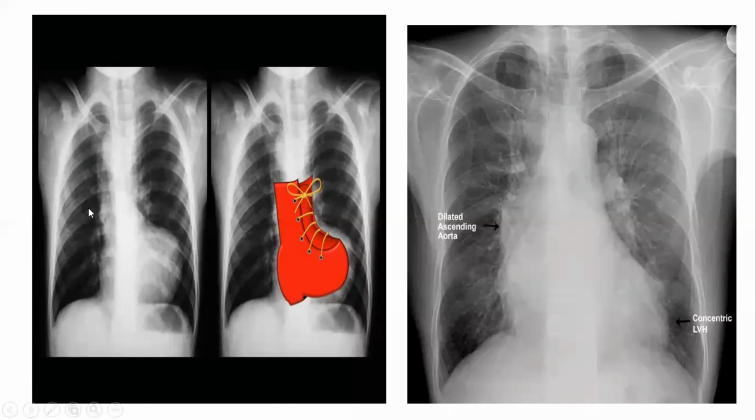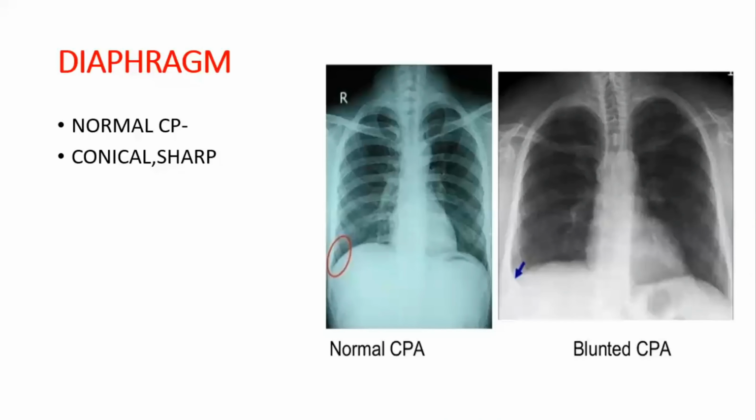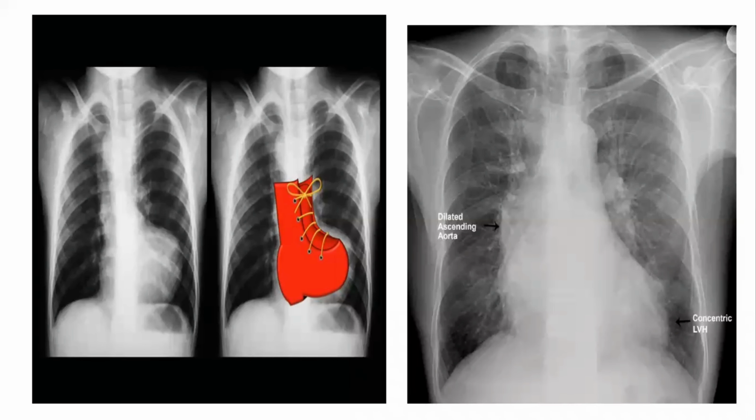So this appearance is called boot-shaped heart, where there is concentric LVH, left ventricular hypertrophy. Sorry, if the apex is enlarged towards the upside, it is right ventricular hypertrophy, and the appearance is a boot-shaped heart. But in cardiac enlargement of the left ventricle, it is towards the downside.